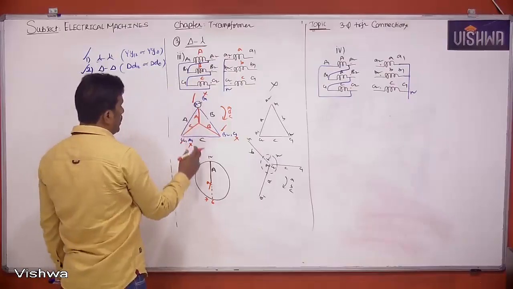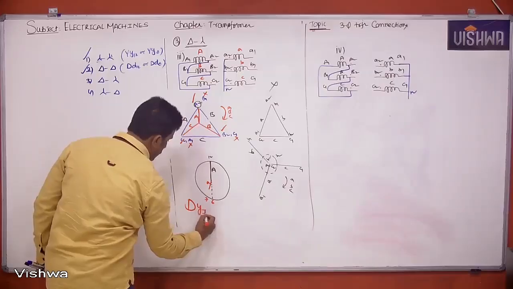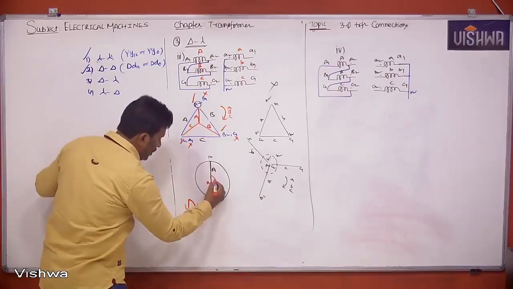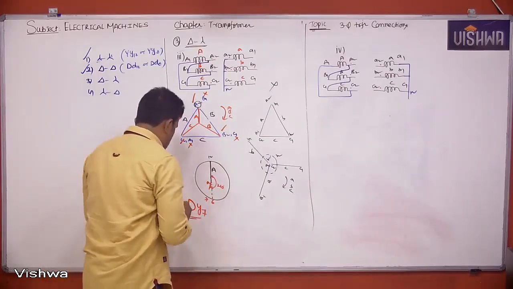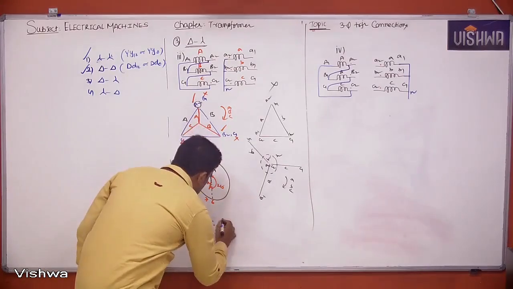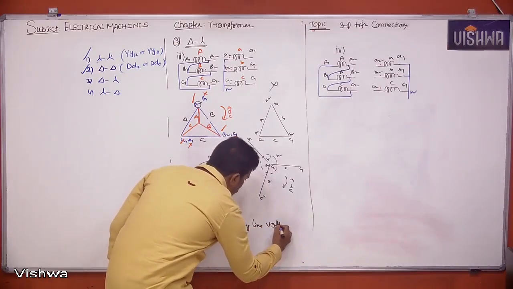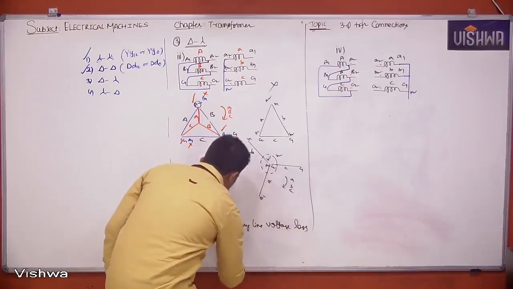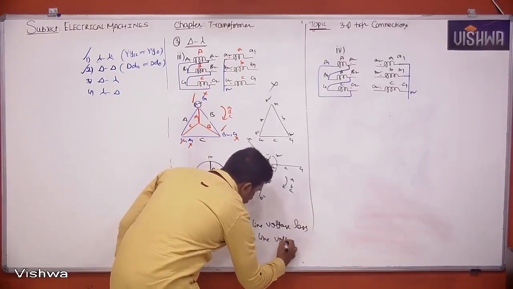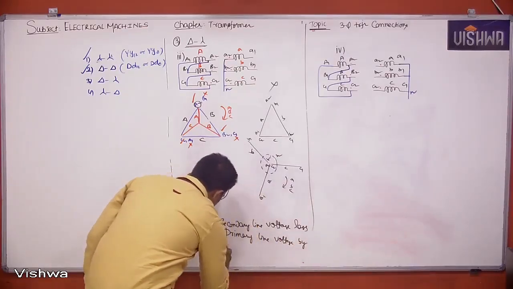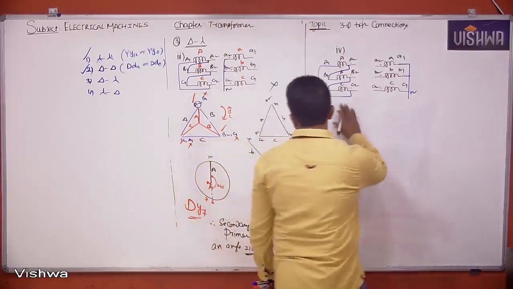So what's the time here? Delta, capital D, secondary star, Dy7. What is the angle from here to here? How much? 210 degrees. 180 plus 30 degrees. So I can say here, therefore, secondary line voltage lags primary line voltage by an angle of 210 degrees. Okay. This is what case 3.